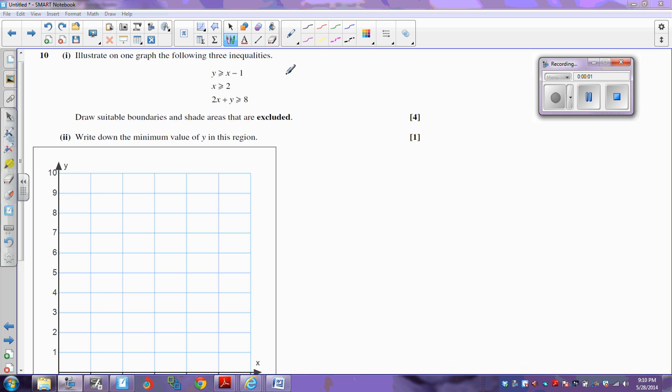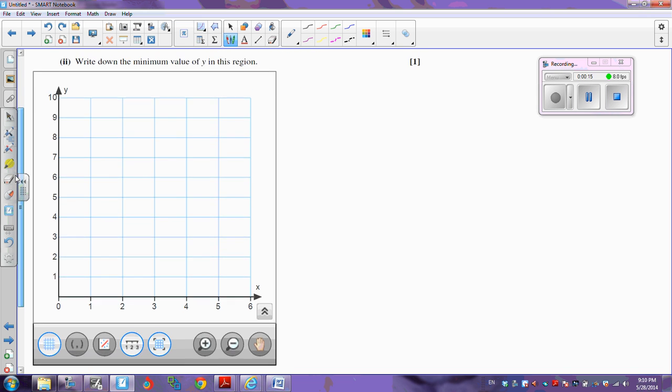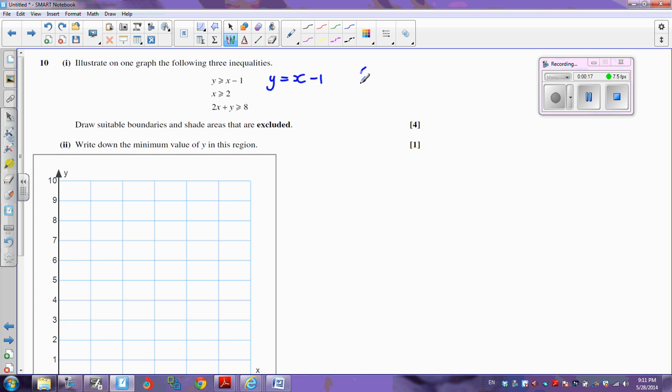Three inequalities to get onto my graph. First thing I need to do is remember that in order to show the region, I've got to draw the straight line y equals x minus 1. Now, in order to do that, you can use gradient and intercept. In this case, the intercept is -1, so it might actually be easier to find some points.